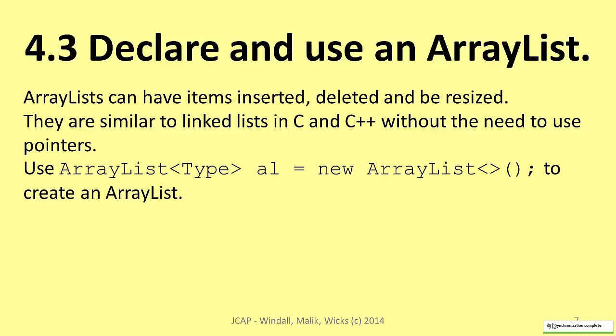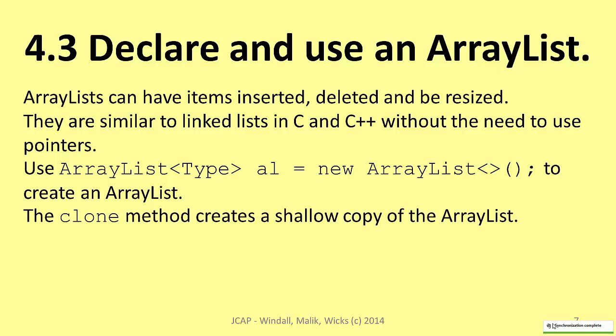Use ArrayList angle brackets type to declare an array list. The type of the array list goes in that first set of angle brackets. The final set of angle brackets do not need it. So for example, if you wanted an array list of string, you'd say ArrayList angle brackets String angle brackets, the name of the string, and equals new ArrayList. If you wanted integer, it would be ArrayList angle bracket int, and so on. If you wanted an array list of students, it'd be ArrayList angle bracket Student, and so on.